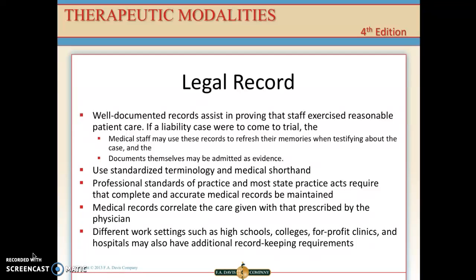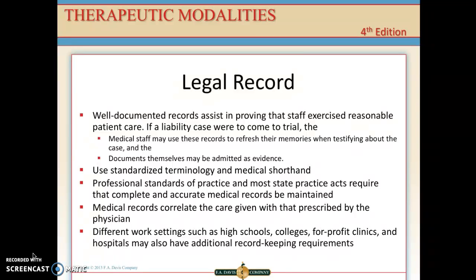Also, documentation serves as a legal record. Well-documented records assist in proving that staff exercised reasonable patient care. If a liability case were to come to trial, the medical staff would use the records to refresh their memories when testifying about the case, and the documents themselves may be admitted as evidence. So we need to make sure that we write high-quality legal or medical records in order to remember what we did with these patients and be able to testify on our own behalf, but also because the documents may be submitted as evidence in a case.